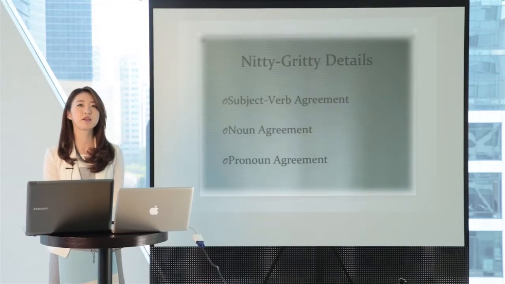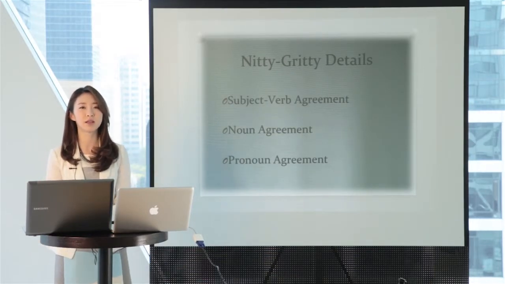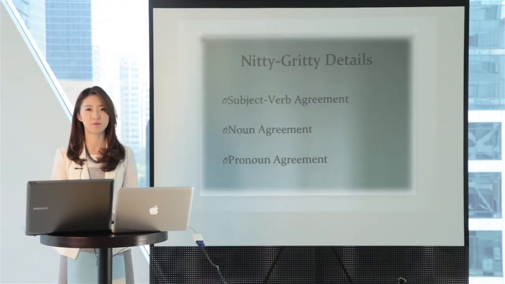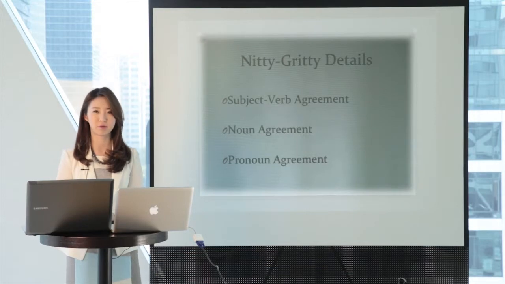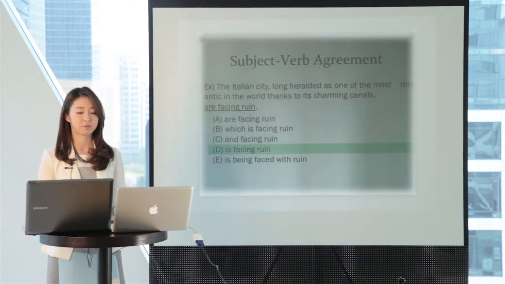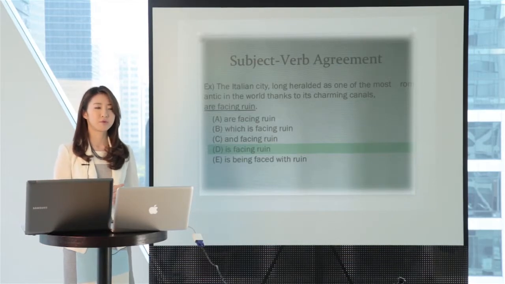Now we'll get into the nitty-gritty details. Today I'm going to talk about the 3 most common types of errors in the SAT writing section. The first is the subject-verb agreement, second will be the noun agreement, and the third is the pronoun agreement. Let's go on to the subject-verb agreement. Now what you see here, let's read the sentence together.